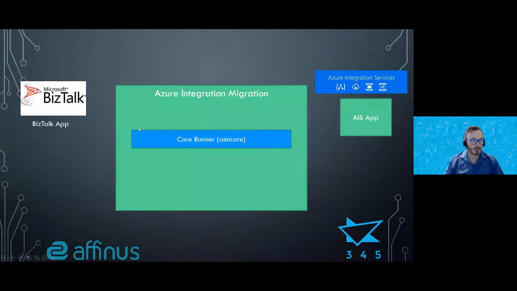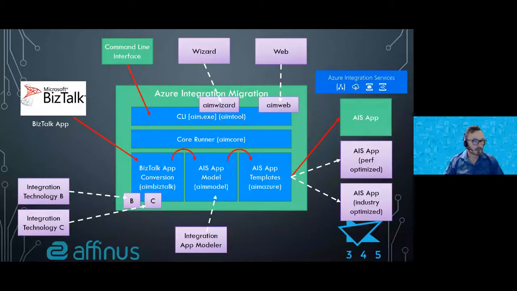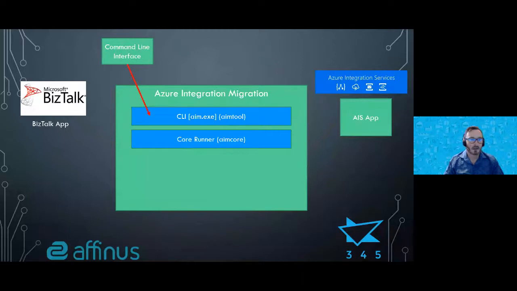Now, in addition to this, we've got the AIM tool. The AIM tool is where the command line runs. I said in the past that we want to be able to support different formats, maybe you could deliver this as a web app, but so far this has been delivered just as a command line interface. So that's the entry point into the application. But AIM core is the actual meat of the app that actually runs.